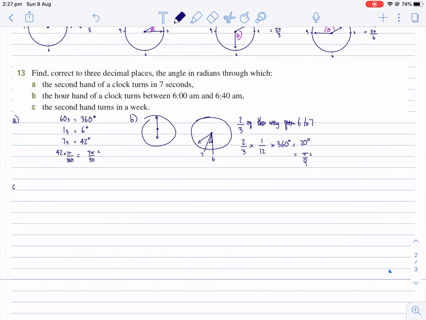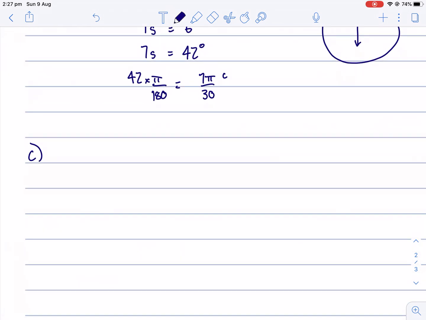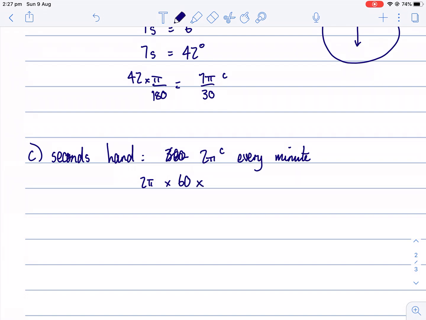And question C, the second hand turns in a week. Right, so it's turning 2 pi radians every minute. So we've got 2 pi times, well, there's 60 minutes in an hour, 24 hours in a day, 7 days in a week. So we're turning 20,160 pi radians.